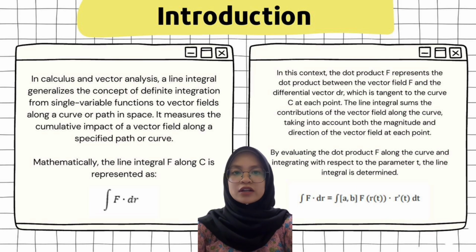Evaluating this dot product along the curve and integrating with respect to a parameter t, we get the integral from a to b of F(r(t)) dot r'(t) dt, where r'(t) is the derivative of r(t). Line integrals are used in physics, engineering, and mathematics to represent work done by a force along a path, circulation of a vector field around a loop, and flux of a vector field through a curve.